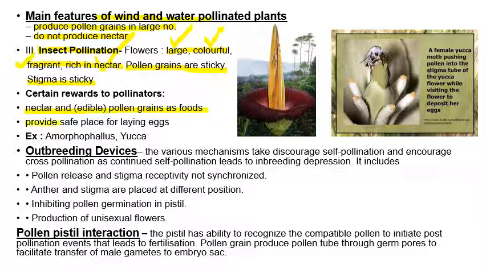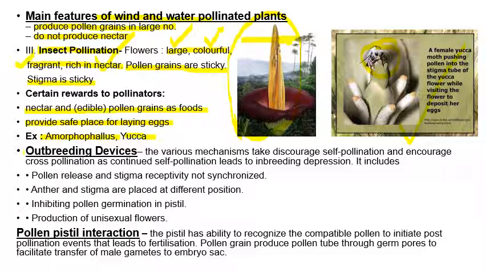And next, they can provide a safe place for laying eggs also. Here are two examples, Amorphophallus and Yucca plant. These are very important, students, for 1 mark. This is the Amorphophallus flower. It is about 6 to 7 feet high and it has a proper safe place to lay eggs. And the second example is the Yucca plant. Here this is the Yucca moth and it lays eggs on the top of this flower. So these two are other rewards given to these pollinators.